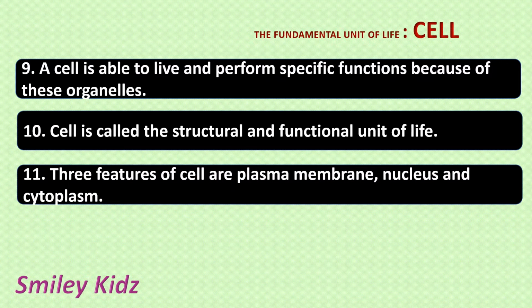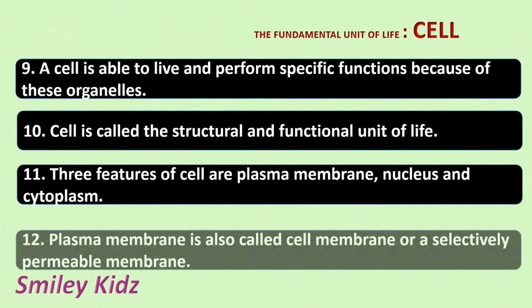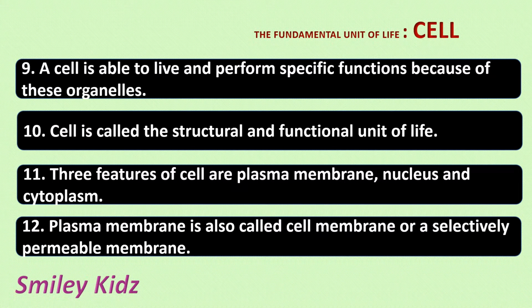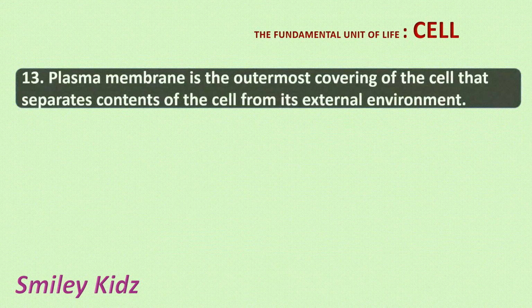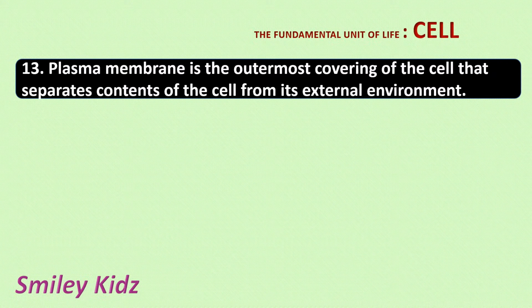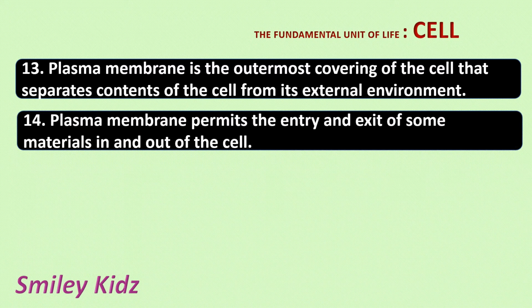Three features of the cell are plasma membrane, nucleus and cytoplasm. Plasma membrane is also called cell membrane or a selectively permeable membrane. Plasma membrane is the outermost covering of the cell that separates the contents of the cell from its external environment. Plasma membrane permits the entry and exit of some materials in and out of the cell.